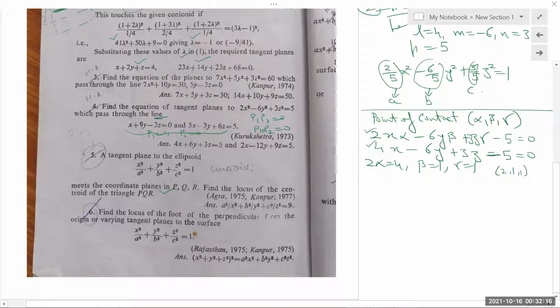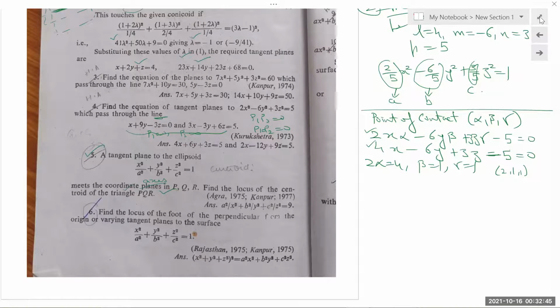So let us do question number 5. A tangent plane to the ellipsoid x square by a square plus y square by b square plus z square by c square equal to 1 meets the coordinate axes in P, Q, R. Find the locus of the centroid of the triangle.